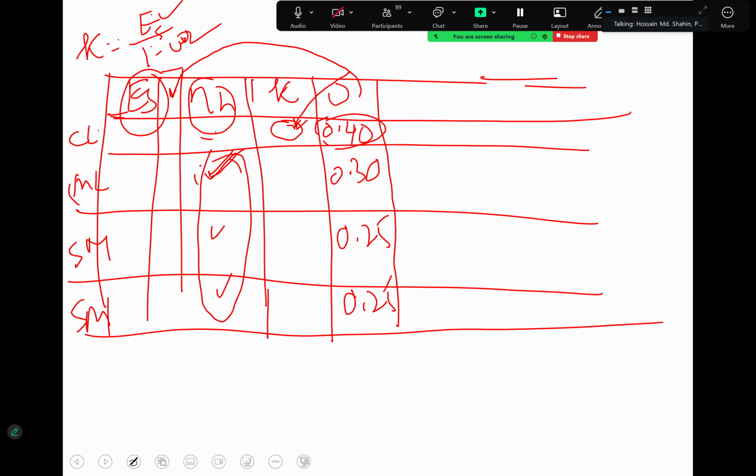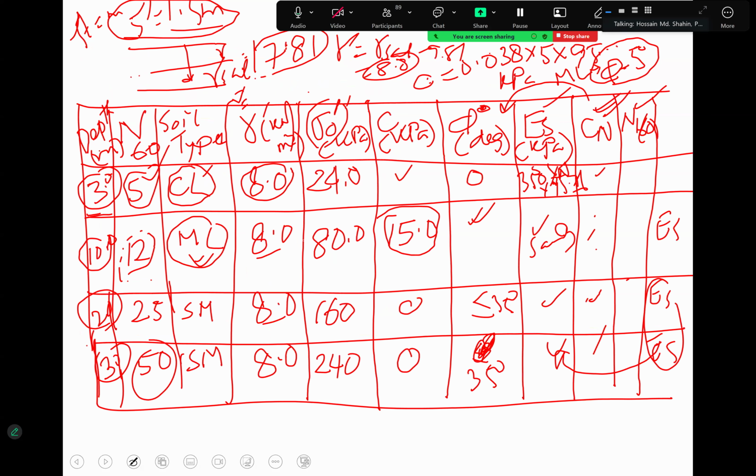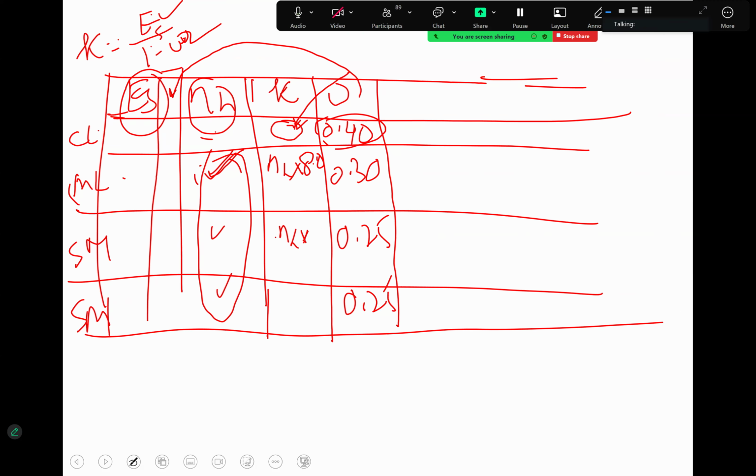Okay, this is NH. Then K will be NH into depth. What was the depth? Was it 8 meters or 10 meters? I forgot. Whatever it is, 15 meter, multiply. Depth means at the center of that layer. Okay, what was the depth? First one is 10 meter. Then 20. Then it is 10.